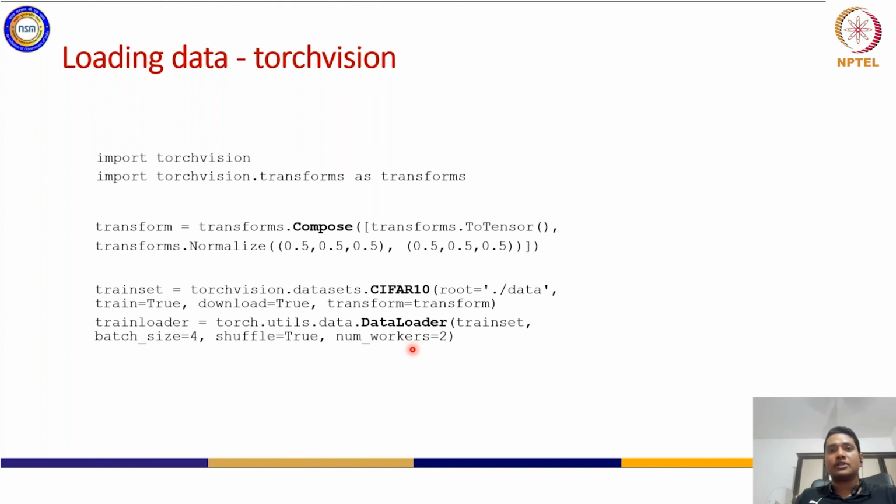Number of workers. The thumb rule is to define as many workers as the number of cores you have, but you can define as many workers as you can to effectively process this batch size and give the data to your GPUs.